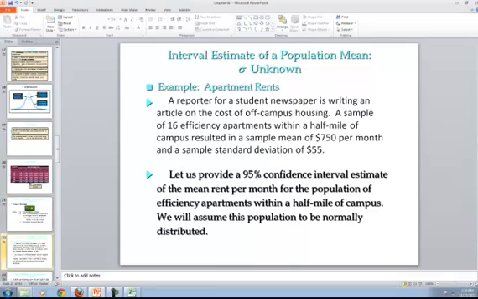So consider this example. Please take a minute to read the description. We want to construct a confidence interval estimate such that we can be 95% confident that the true population mean rent is within that interval. So we know the sample standard deviation, 55. We know the sample mean, x bar, 750. We know the sample size, small n, 16. Hence the degrees of freedom will be n minus 1, or 15. Please keep this in mind.